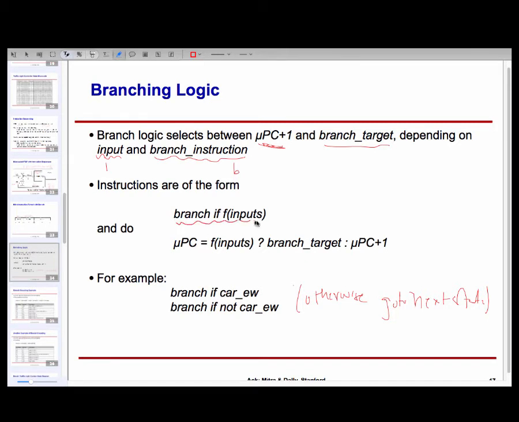So what this instruction is doing is branch if f of input, some function of input, is true. It's basically saying if f of input is true, then micro PC gets the value branch target. Otherwise, it gets the value micro PC plus 1. Let's say this is what I seek to implement. This would be a very useful functionality to have, because in a program, at any place I can say if condition is true, go to somewhere else. If condition is false, I move to the next instruction. How would you implement something like this?